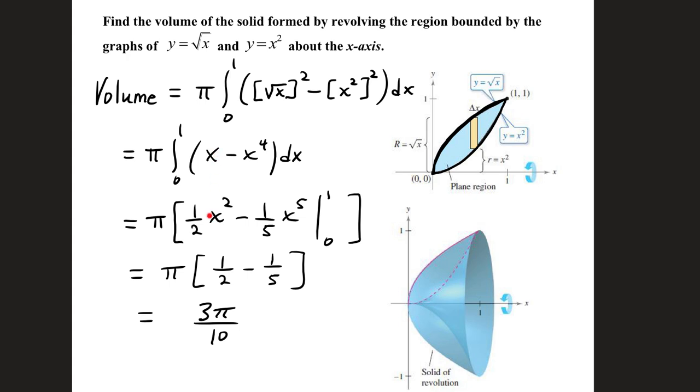Integrating, that's 1/2 x squared minus 1/5 x to the fifth. Evaluated at 1 minus evaluated at 0, that's going to give us 1/2 minus 1/5 minus, when we sub 0 in, we just get a balance of 0. So that's a half minus a fifth, that's 3/10 times pi, and that's our volume for this solid of revolution.